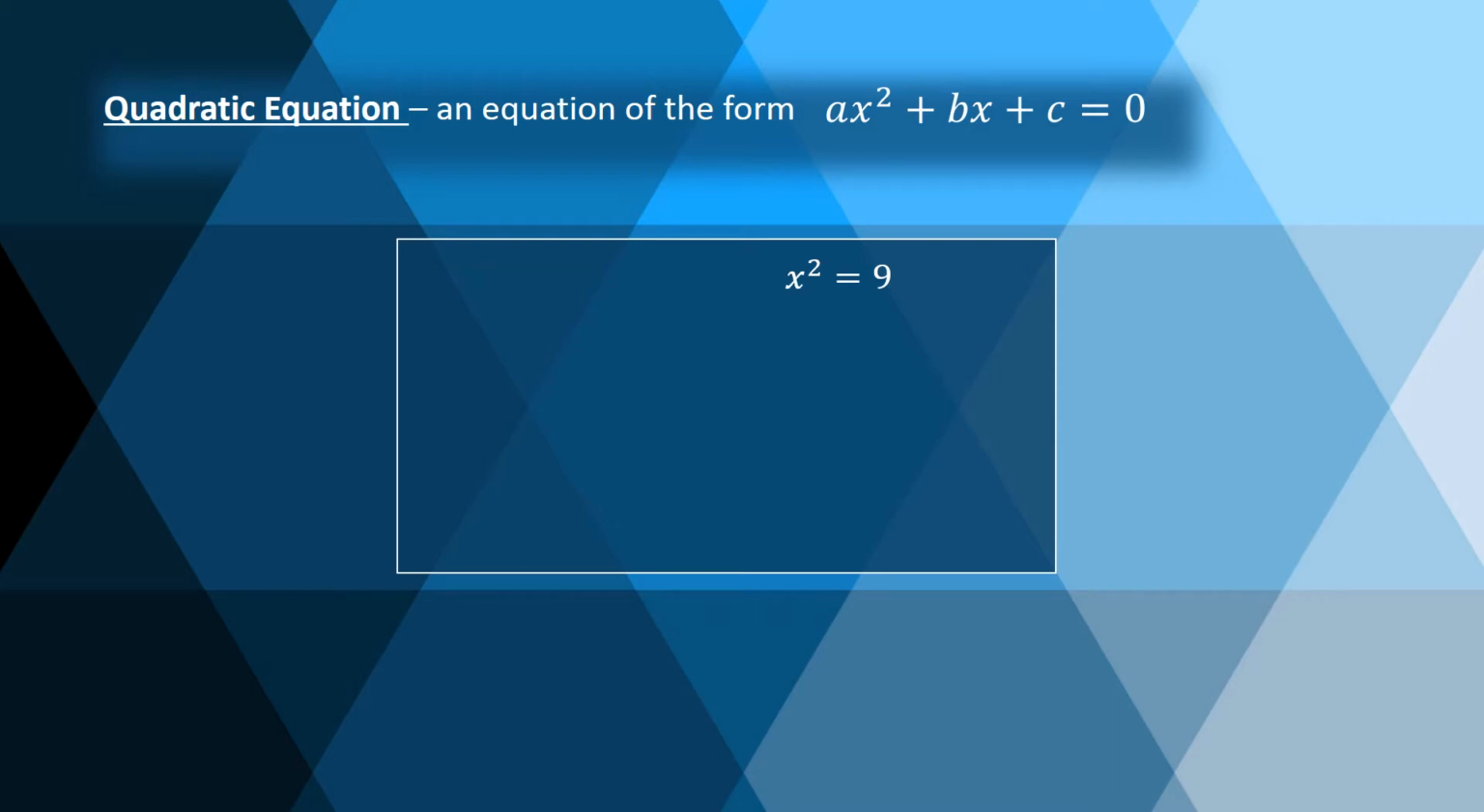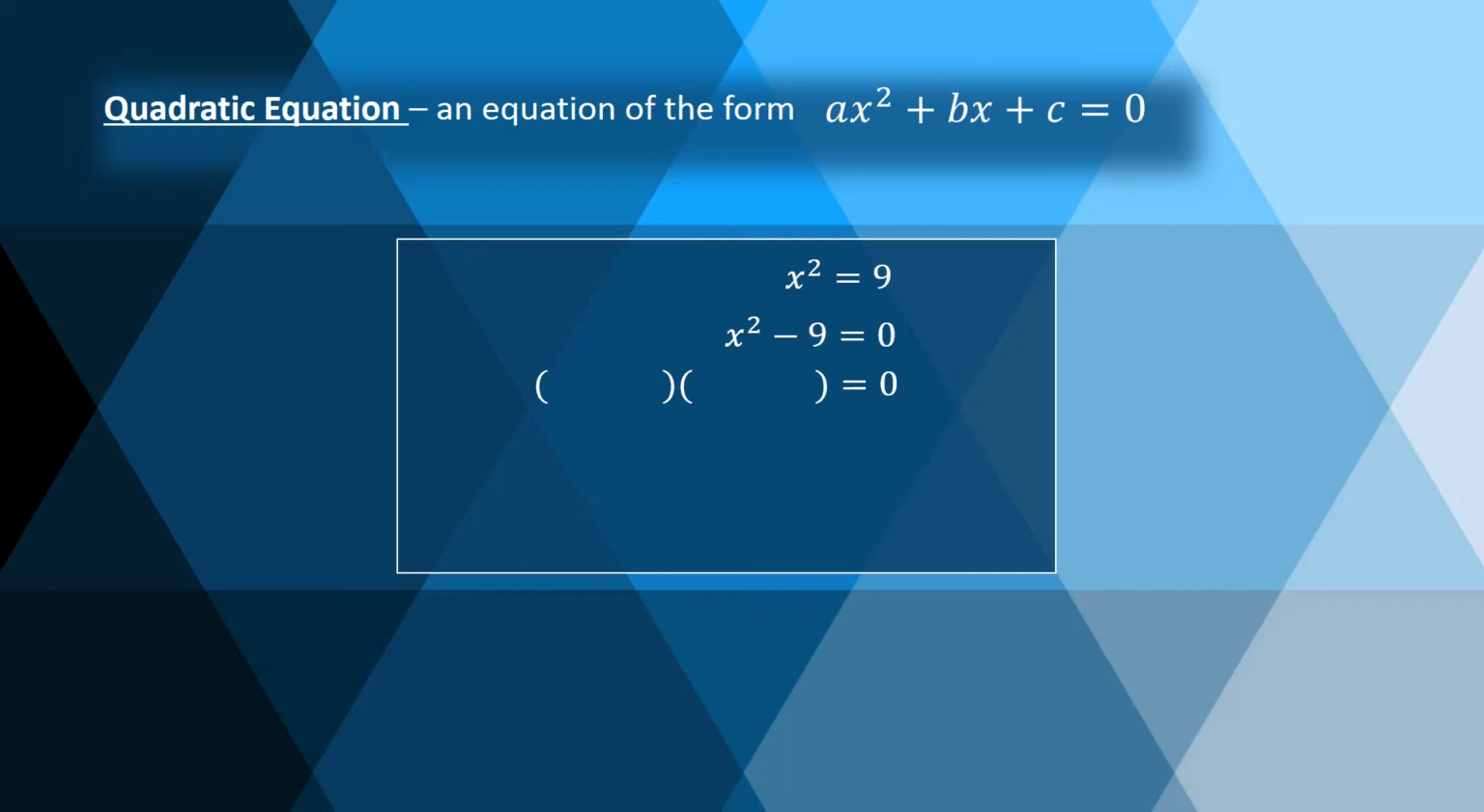Well, we know this is quadratic because it has an x squared, but it needs to equal 0, so we need to subtract 9 on both sides. From here, this should look familiar, and what we try to use is we try to factor. Take a moment now to factor this quadratic.